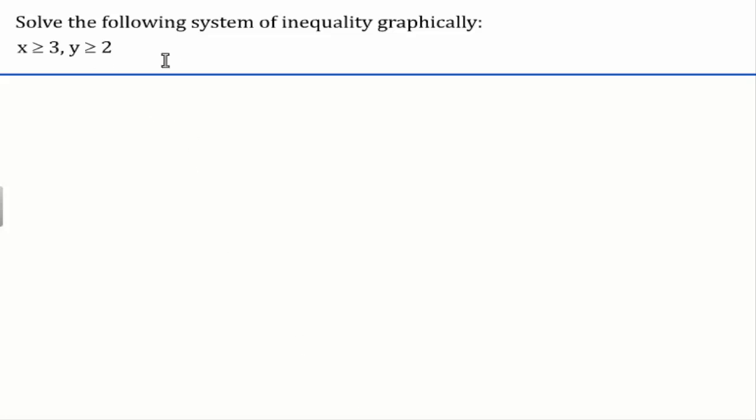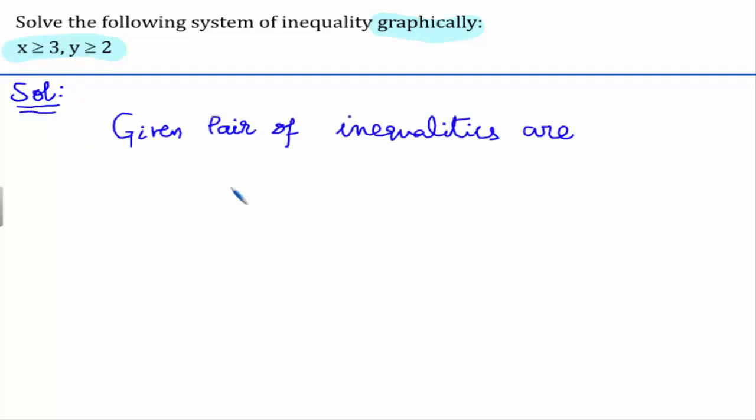In this question, we need to solve the given system of inequalities using the graph. Let us see the solution for this. The given pair of inequalities are x greater than or equal to 3 and y greater than or equal to 2. Now we have to draw the graphs of both inequalities on the same graph so that we get the solution of the pair of inequalities.